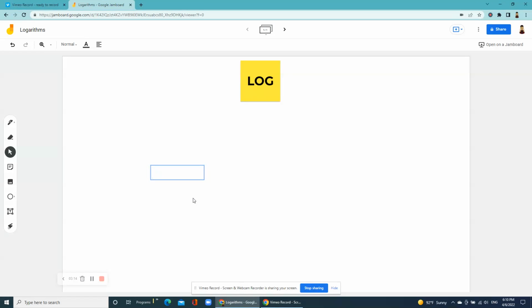So anyway, back to the question. Let's say log of 243, but then this time, since we don't want it to be in base 10, we can write 3. So log base 3 of 243 would be asking how many 3's go into 243, and if you got your powers of 3 memorized, which I do, it's 5.